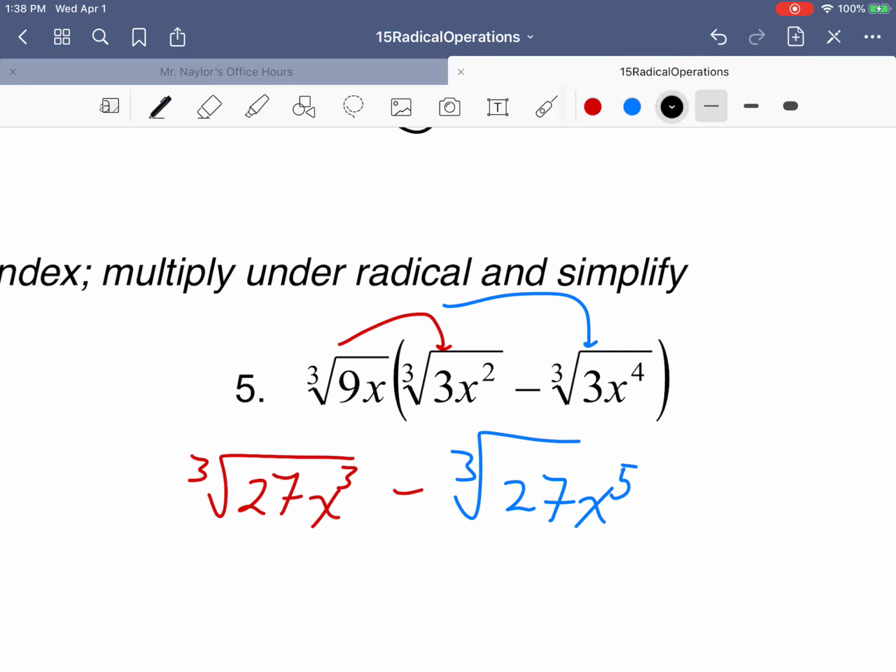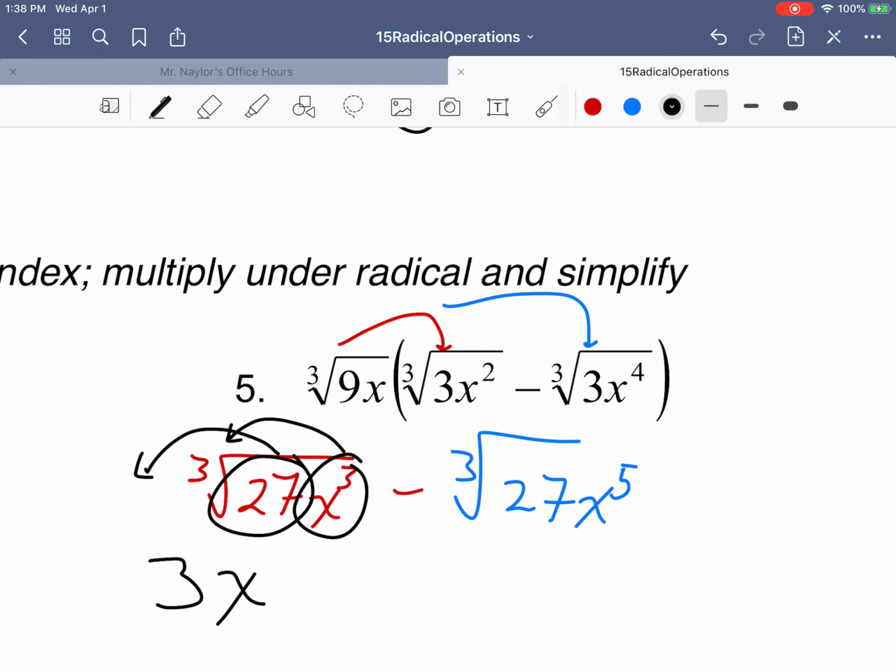In fact, there's a lot I can take out, because first off, 27 is a perfect cube root. So I can take all that out. That comes out to be 3. X cubed, well, that can come out also because it divides, and that ends up just being x. Now I can take out this 27. It does end up being 3 again. And I can take out some of this x to the fifth.